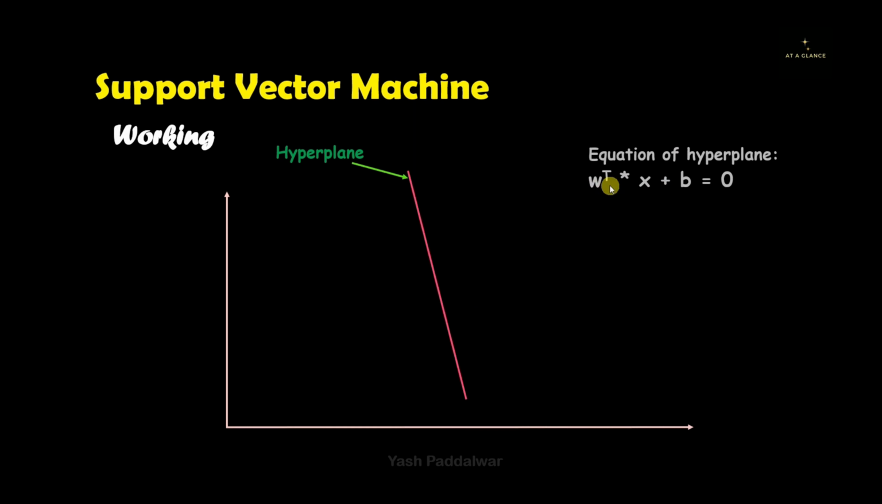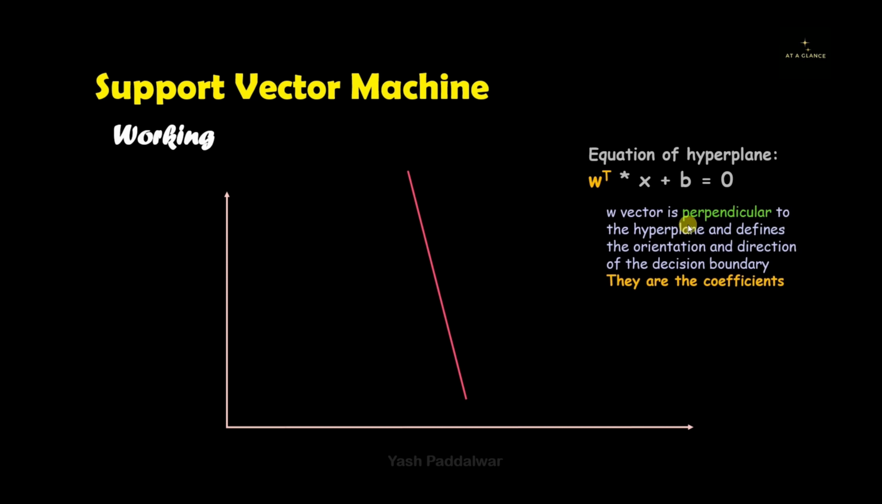So first let's see the equation of the hyperplane. You can see that the equation is given as W transpose multiplied by x plus b equals 0. Now there are a lot of terms in this equation. We do not know what they actually are. So let's see all these terms one by one, starting with W transpose.